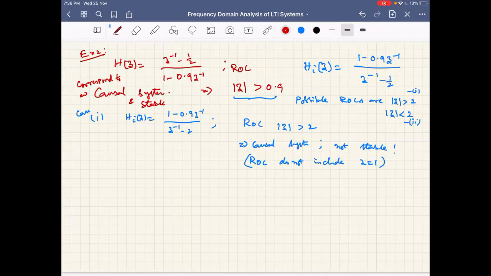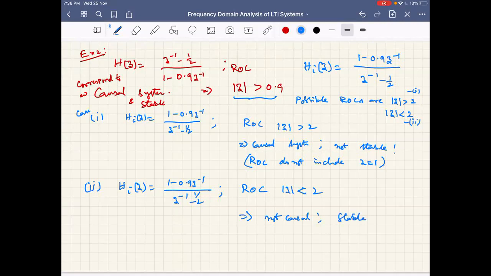Okay, so now let us take the second case, wherein you have H inverse of z equal to 1 minus 0.9 z inverse by z inverse minus half, where the ROC is mod z less than 2. Here you can see whether the system is causal or not. The system is not causal, because the ROC is not extending outside, but it is stable because it includes the unit circle. So in either case, the inverse system H inverse of z is not causal and stable, even while H of z is causal and stable.